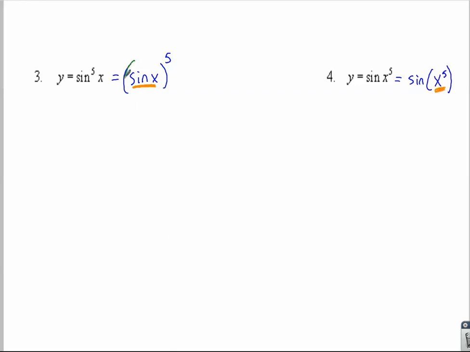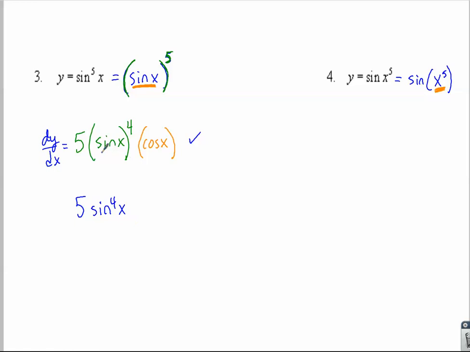If we're doing the outside first, that's the power function, stuff to the fifth. So first, as I take dy dx, I do the outside, so bring the 5 out in front. Sine of x stays the same to the fourth. Now I do the inside. The derivative of sine x is cosine x. I have a derivative. I can leave it like that. Or you rewrite it with fewer parentheses. That's a shortcut for saying sine of x to the fourth times the cosine of x.